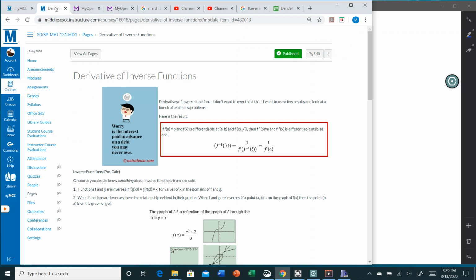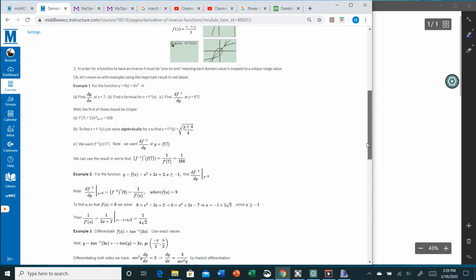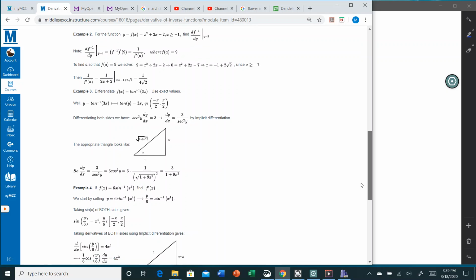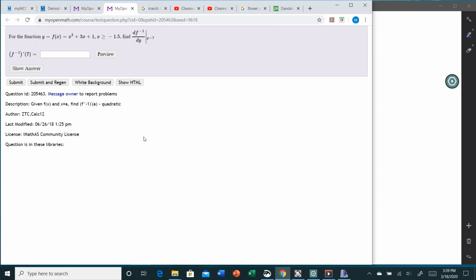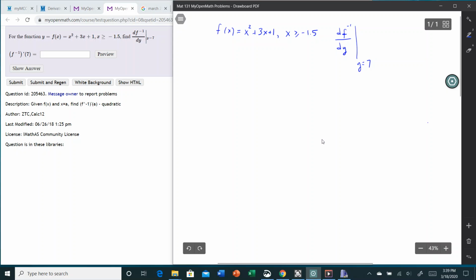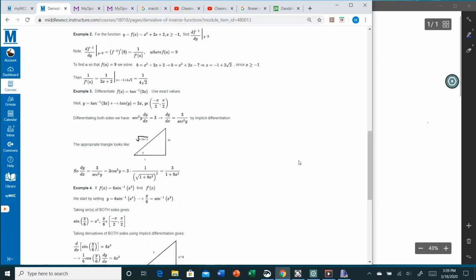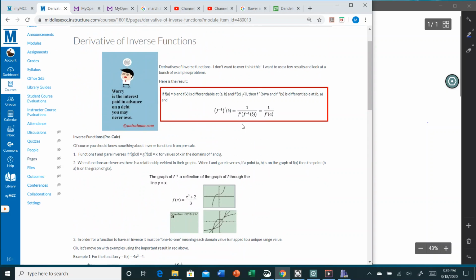So that problem is a lot like example 2 here in the notes. So you might want to take a look at this to make sure it makes sense to you, and then the other problems as well. So I'll just say that up front. To solve this problem, we're going to use the same result, by the way. We're using this result in the red box.